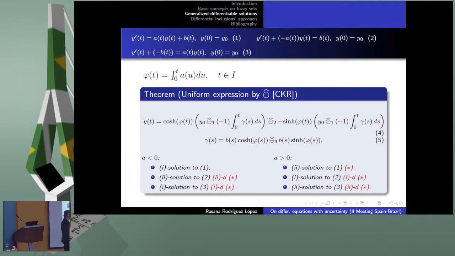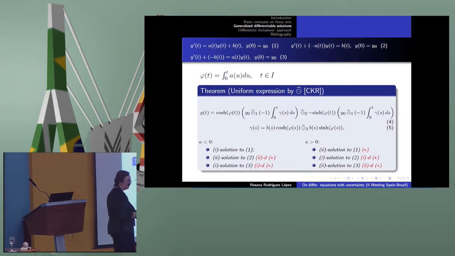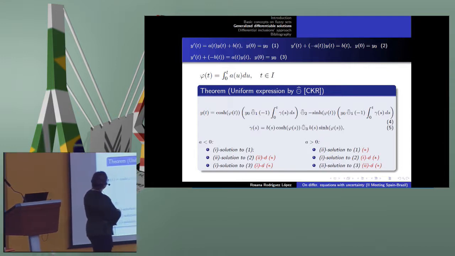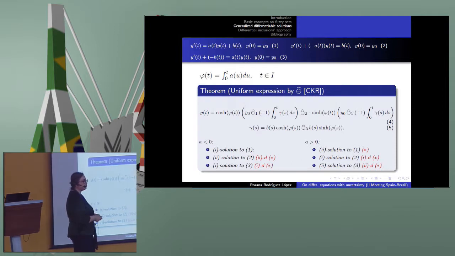From the differential inclusions approach, the solutions are exactly the same for the three problems, because the derivatives are classical ones. So you are reducing a problem to a classical one using the endpoints of the B and the initial condition, but it is much simpler, and the three problems have the same differential inclusion solutions.